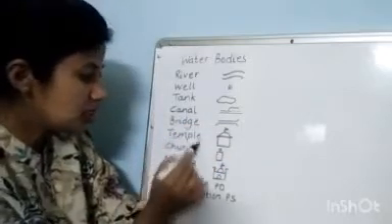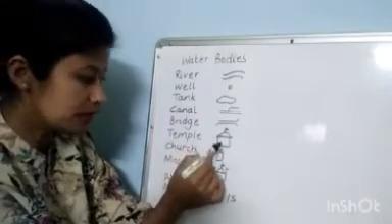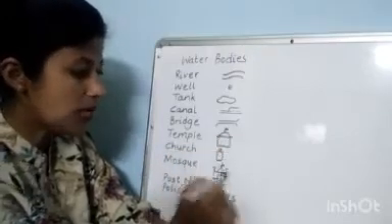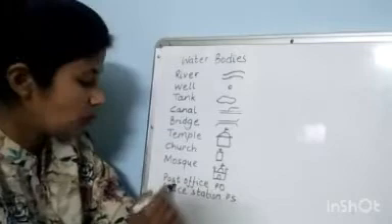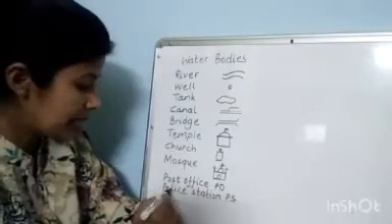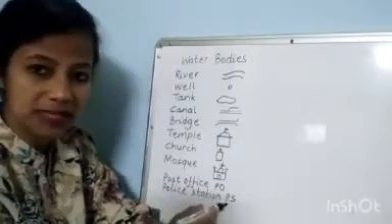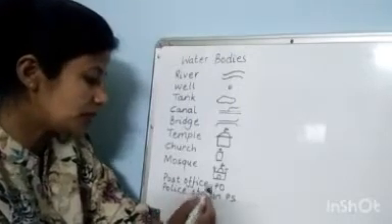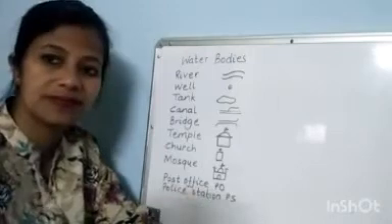Temple, church: this is the symbol of temple. This is church, this is mosque. They all are shown with red color. Post office, PO, and police station, PS. PS represents police station, while PO represents post office.